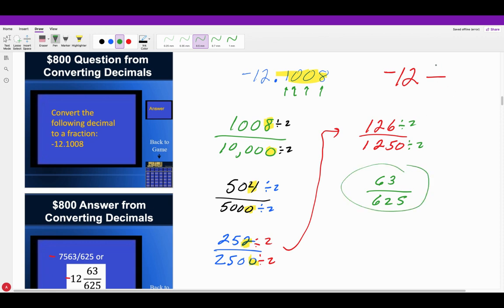So there'll be negative 12 and 63 over 625. So even if you're not strong with simplifying, you can always just keep doing it by the smallest number possible, which is, in this case, 2 every single time.